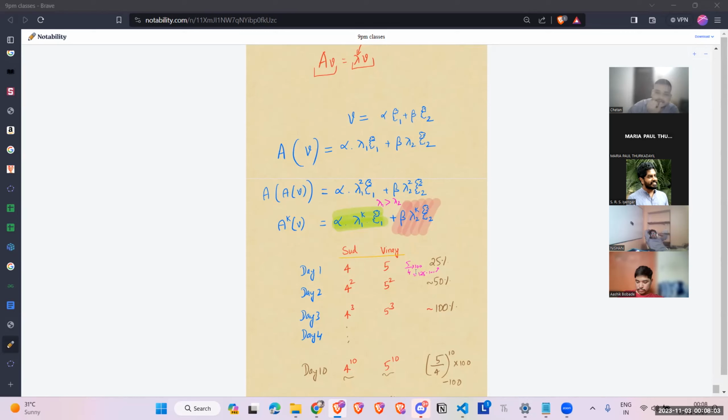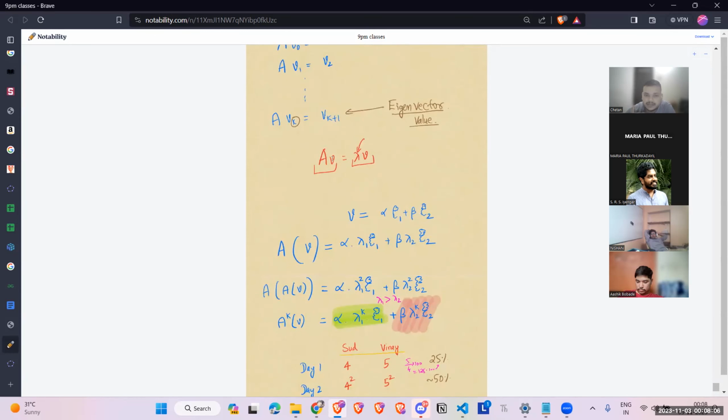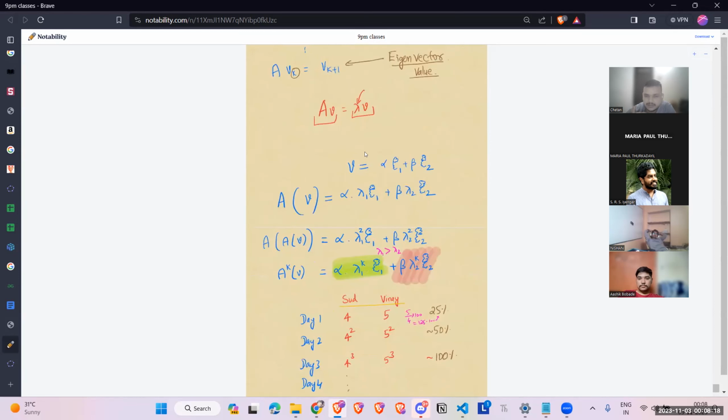That's what Sir has written here as well. Given that we input V to our matrix A, it gives us some lambda times V, lambda being our eigenvalue and V being our eigenvector, right? And we observe that we can write V as some linear combination of the two eigenvectors of that matrix, in case we have a 2 cross 2 matrix. When we are saying V equals alpha E1 plus beta E2, we are considering our A to be a 2 cross 2 matrix.